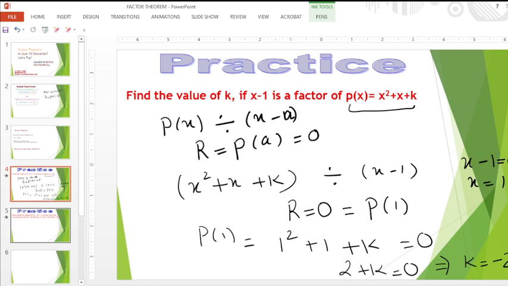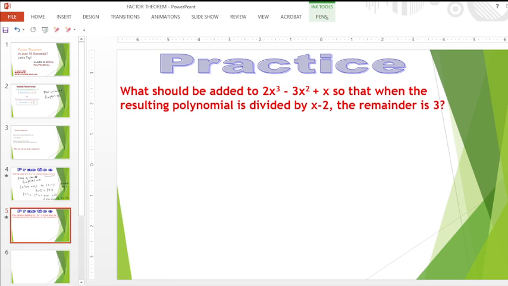Okay, so next let's move on to another example, which is also a very important example. Let's see what should be added to 2x cube minus 3x square plus x, so that when the resulting polynomial is divided by x minus 2, the remainder is 3. So what they are saying, students, is that this polynomial is not divisible by this. Don't get confused. They are saying the resulting polynomial is divided by x minus 2. So what is the resulting polynomial? When something has to be added to this, let's name this polynomial as small p(x). This is a polynomial and I have to add something to it.